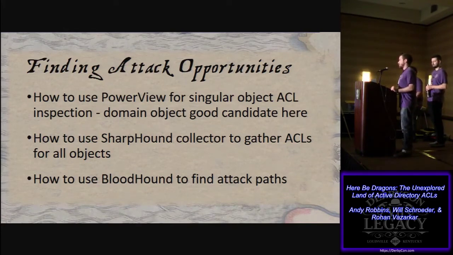And then Andy is going to show how to take that data that was collected at scale and actually use it through BloodHound to find some of these attack paths. And again, we're focusing on domain privilege escalation at this point. We're not focusing on implementing these from a persistence perspective.